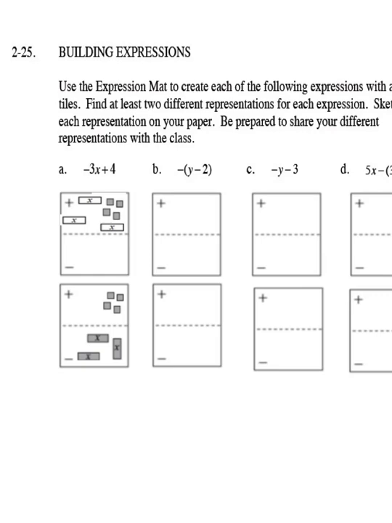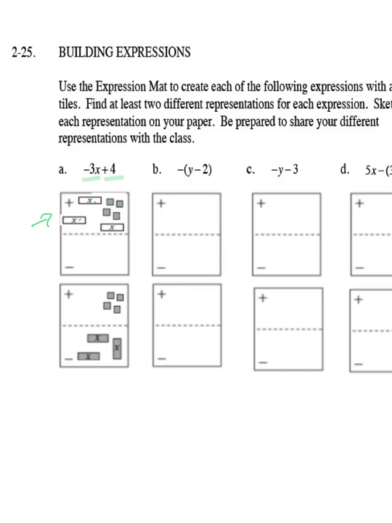So for the first problem, we have negative 3x plus 4. So I need to come up with a couple different ways to represent that. The first one is pretty straightforward. We have a negative x, and a negative x, and a negative x, which is negative 3x. And we have 1, 2, 3, 4 positive tiles.